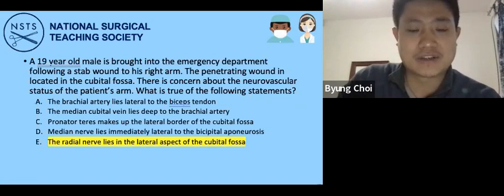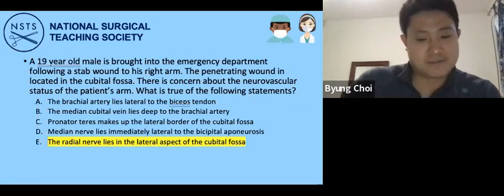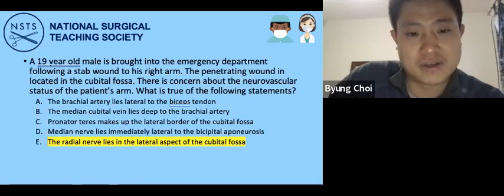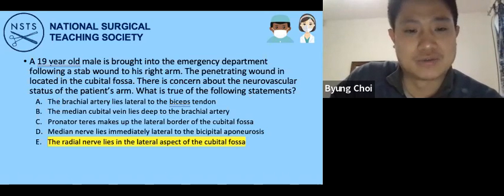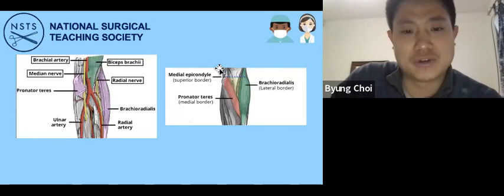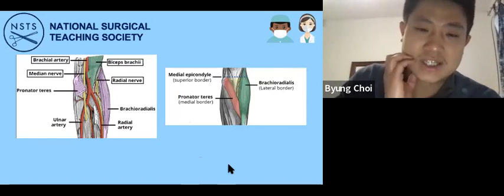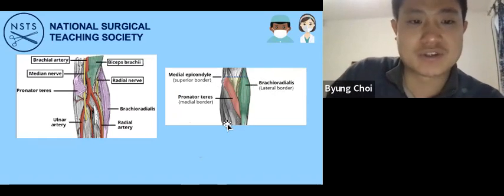Although the radial nerve, you would think, because it essentially innervates the triceps and the posterior aspect of the arm, does hook around and pass through the lateral aspect of the cubital fossa. If we look at this, you can appreciate the boundaries of the cubital fossa, which is a triangular shape, bounded by an imaginary line between the epicondyles at the elbow space. Then you've got pronator teres on the medial border, and brachioradialis laterally.